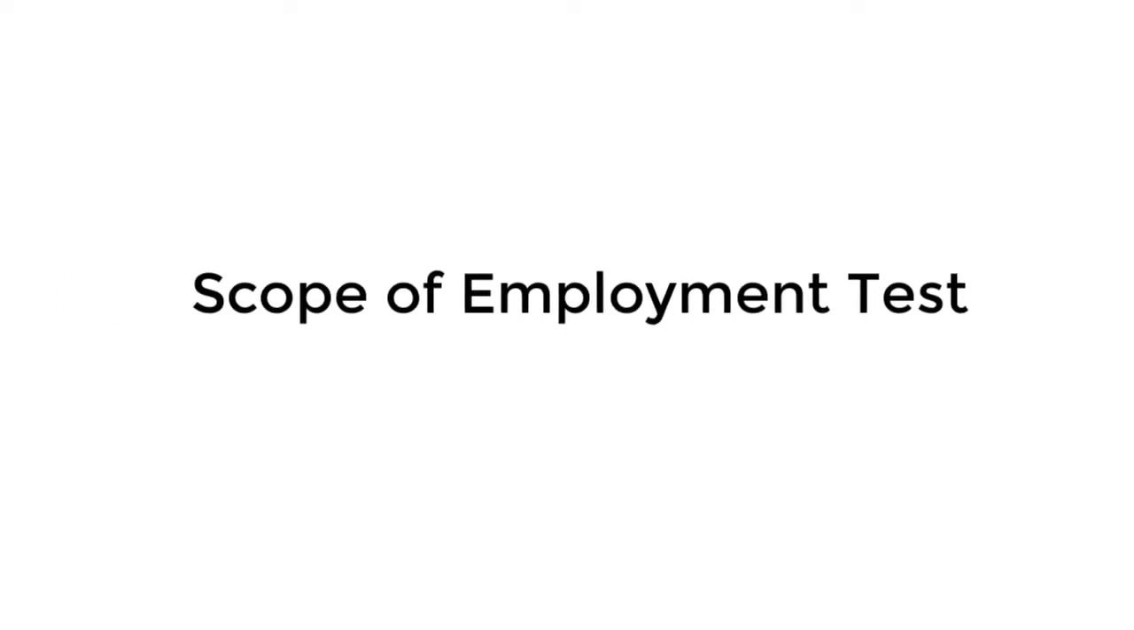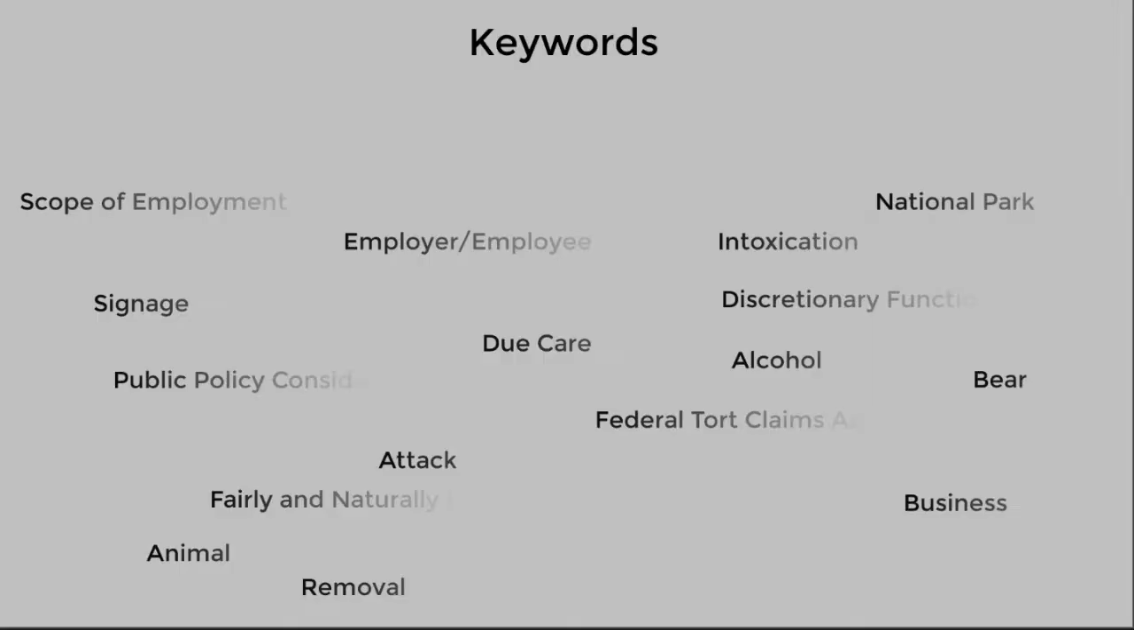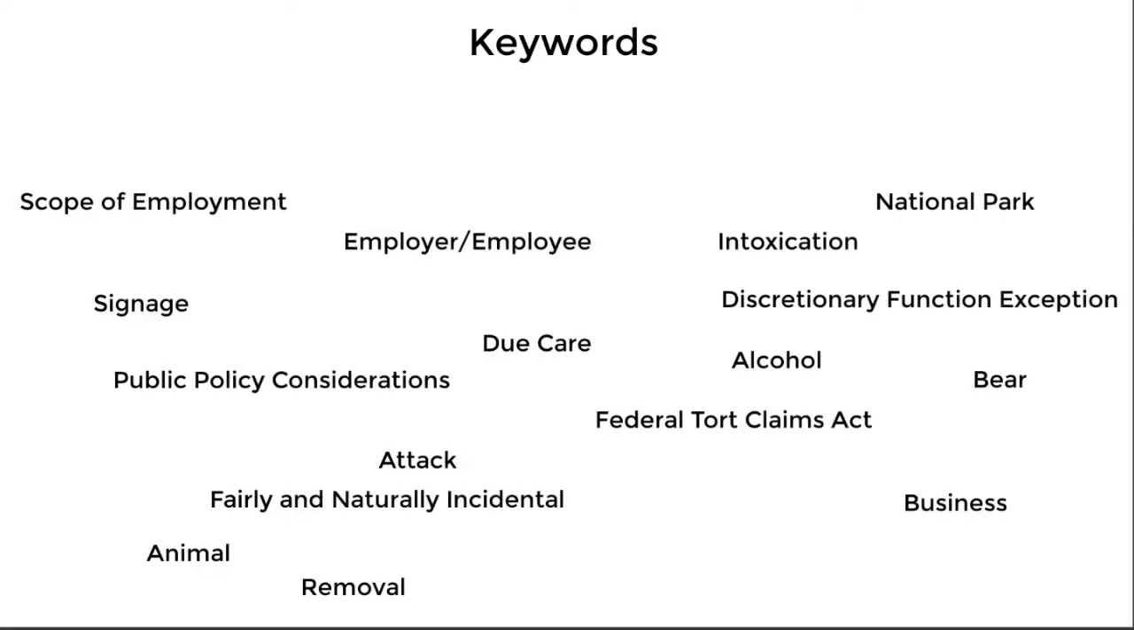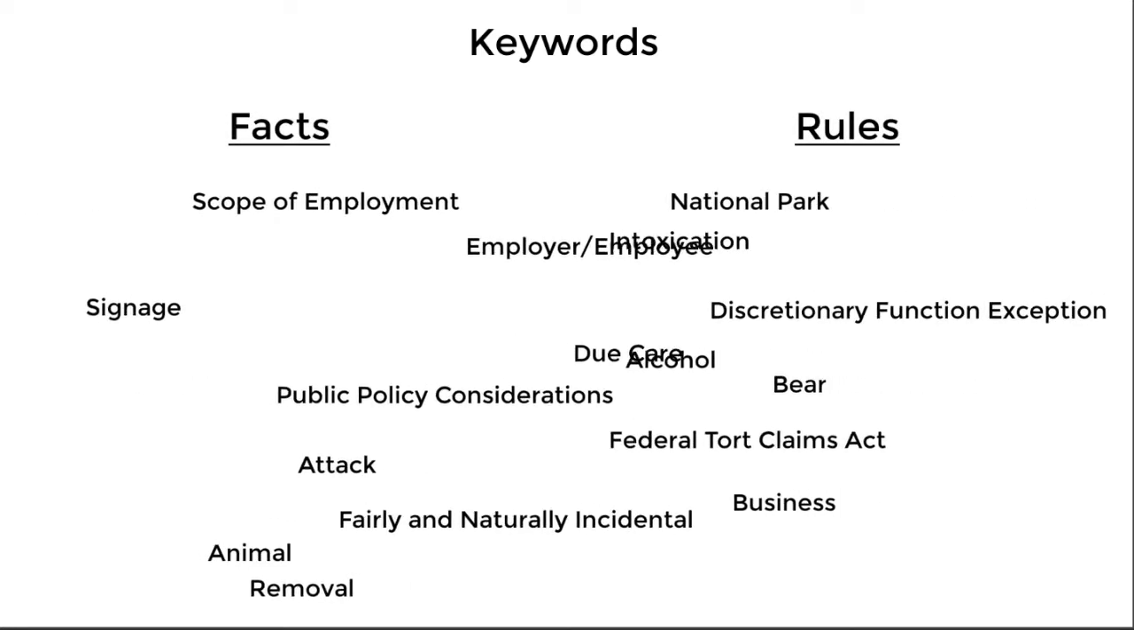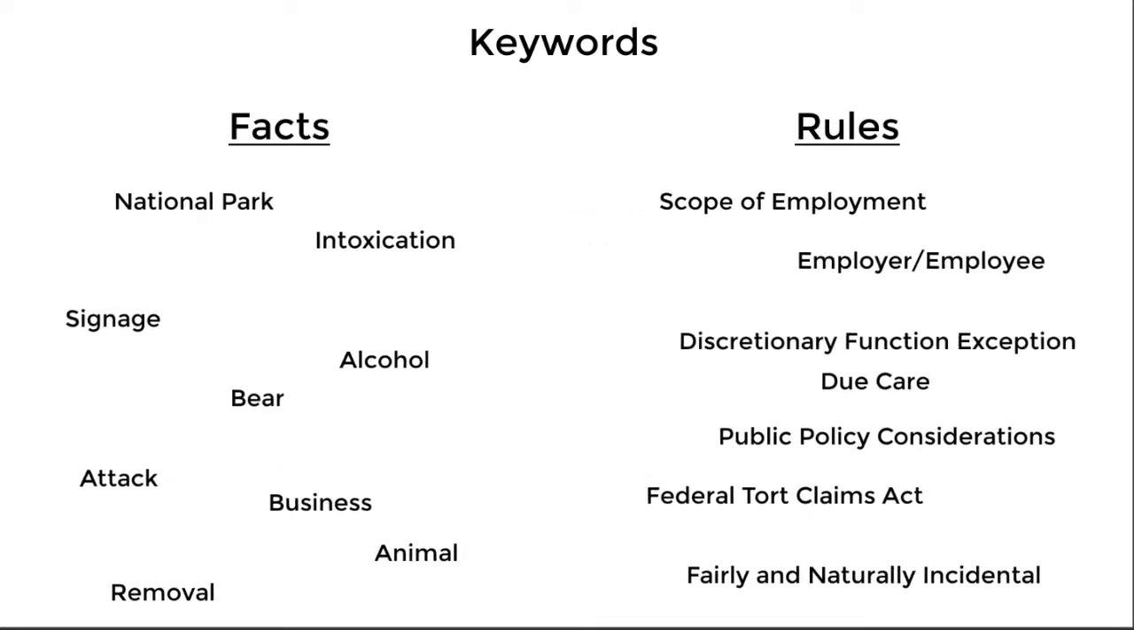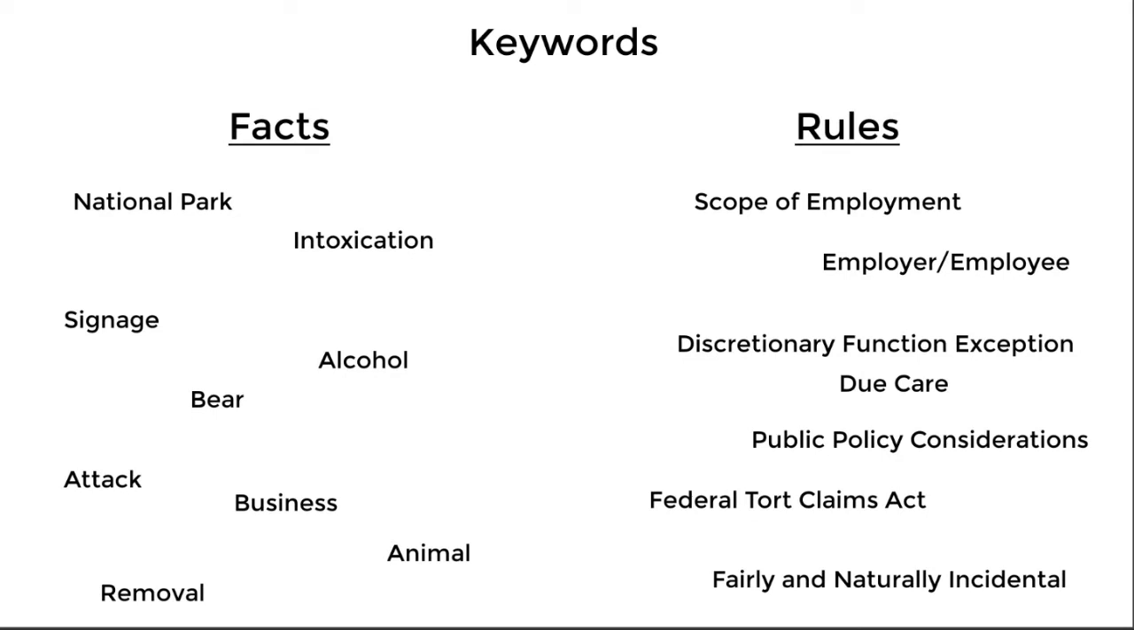So let's talk about how we might do that using an example you're all familiar with, the scope of employment test under the FTCA. Take a look at your keywords and separate them into two categories: fact-specific keywords and keywords related to the legal principles. If fact-specific keywords aren't getting you a good result set when you search, take a step back and use keywords that address the core legal question or rule. If that isn't working for you, try browsing through a digest to find cases on the relevant legal principle.